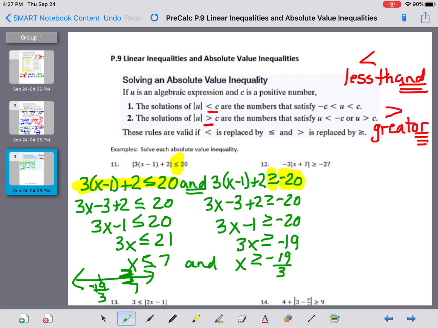The second one says x is greater than or equal to negative 19 over 3. So negative 19 over 3 has another bracket and it goes to the right. Do I get an overlap? Definitely. I have a good solution. So in my brackets, my left bound is negative 19 over 3 and it goes to 7. In my right bound, both get bracketed.